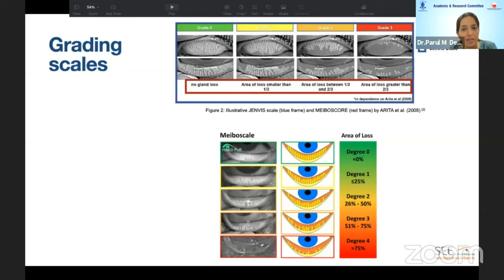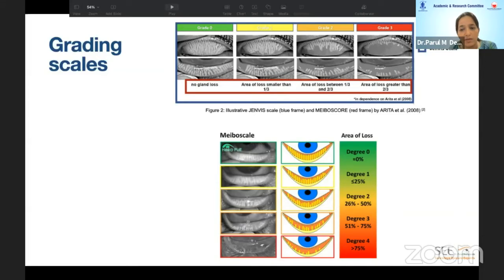The meibomian gland dropout can be graded. There are a lot of scales which are available. So you could have a MEBO score, which you can see on the top screen, where it can be graded from grade 0 to grade 3, depending upon no gland loss, less than 1/3, 1/3 to 2/3, or more than 2/3. Or by a MEBO scale, where it can be graded from 0 to 4 degrees, depending upon the percentage loss. So if you have 0%, it's 0 degree.